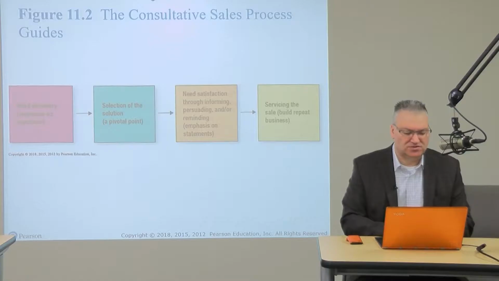So we want to talk a little bit about the process guides. It's really a 4-part process, as shown in figure 11.2. So there's needs discovery, with emphasis on questions; selection of the solution, which is a pivot point; need satisfaction through informing, persuading, and/or reminding, with emphasis on statements; and servicing the sale to help us build repeat business.